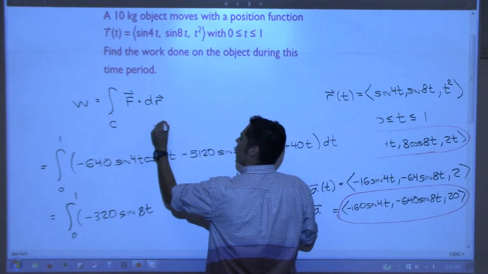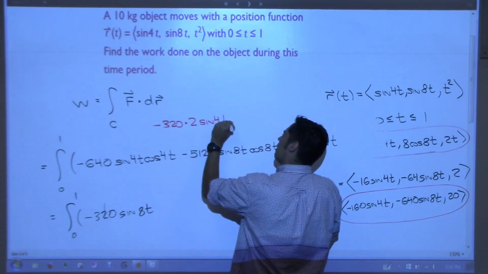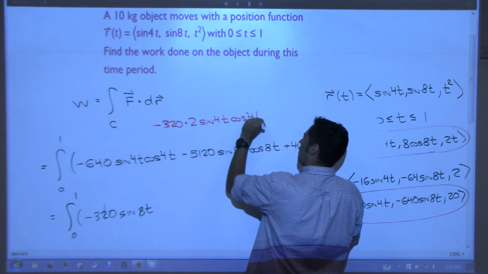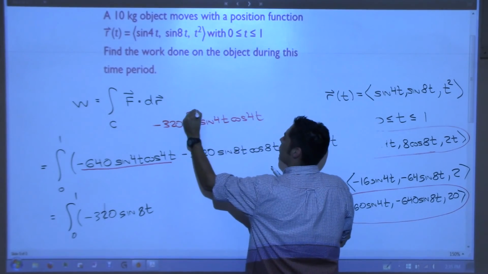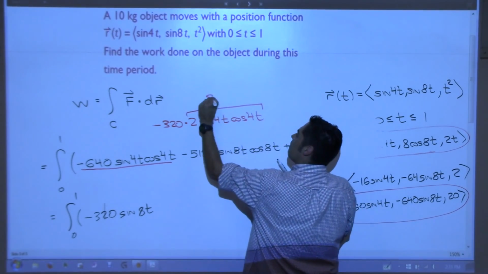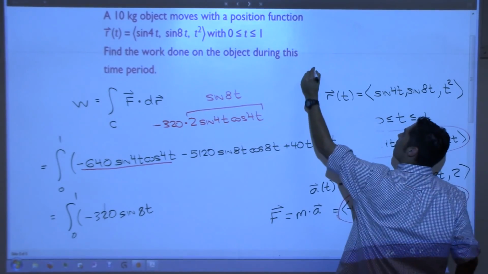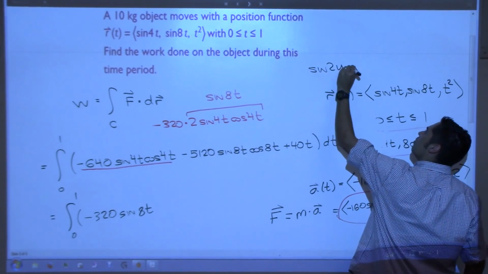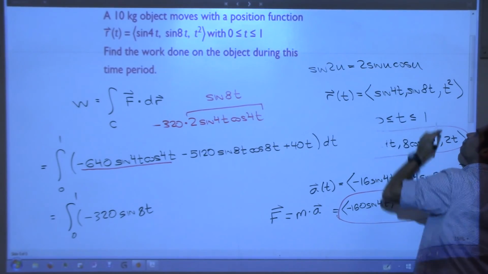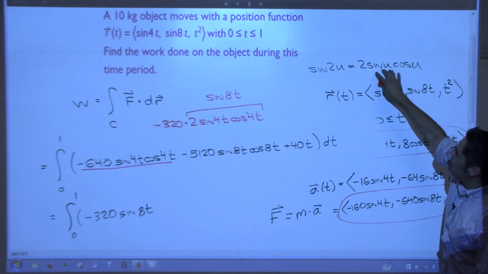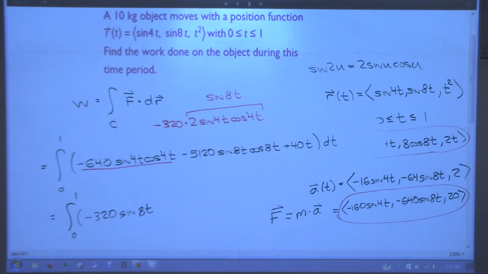Okay, I'm going to have to stop. Negative 320 times 2 sine 4t cosine 4t. That's this right here, right? Not distributed. Then this, using the formula, is sine 8t. So go back and look at your double angle formula. Sine 2u equals 2 sine u cosine u. So that's your double angle formula, but replace that with 8t.